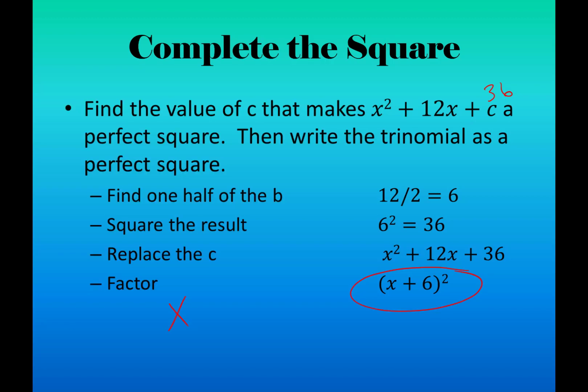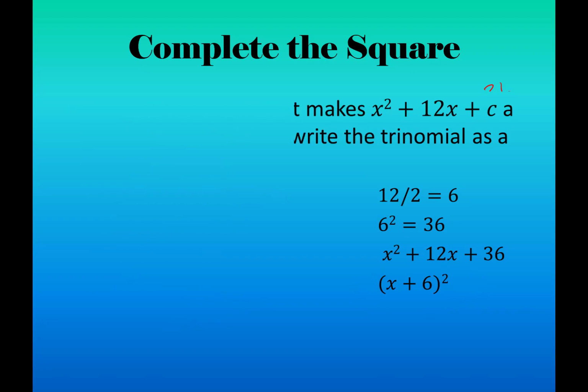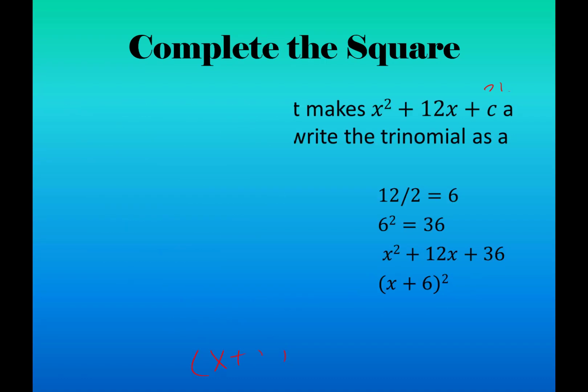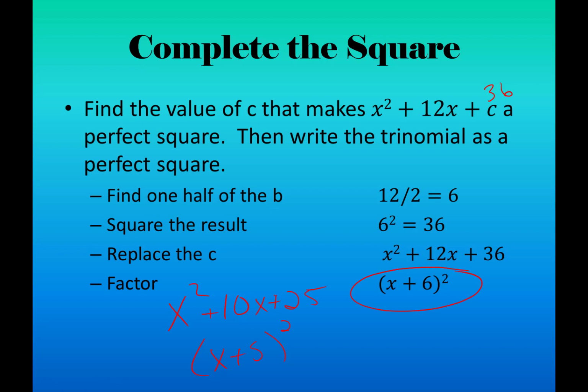One more. Let's go x squared plus 10x. I would say half of 10 is 5. 5 squared is 25. So if I wanted to factor it, this would look like x plus 5 squared. There we go.